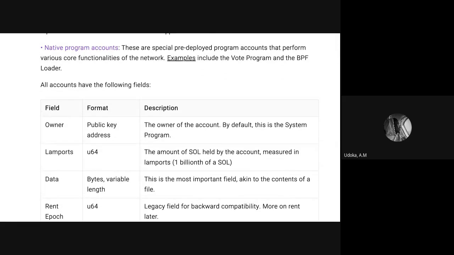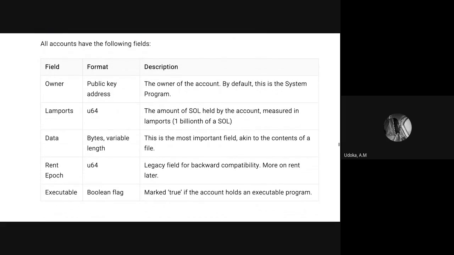All right. So, native program accounts run on the infrastructure level, so you mostly will not even have to interact with them. Accounts have the following fields. Please understand these fields in accounts. There's always going to be a field, a format, and a description. So the owner, the public key address, and the owner of the account by default is the system program.